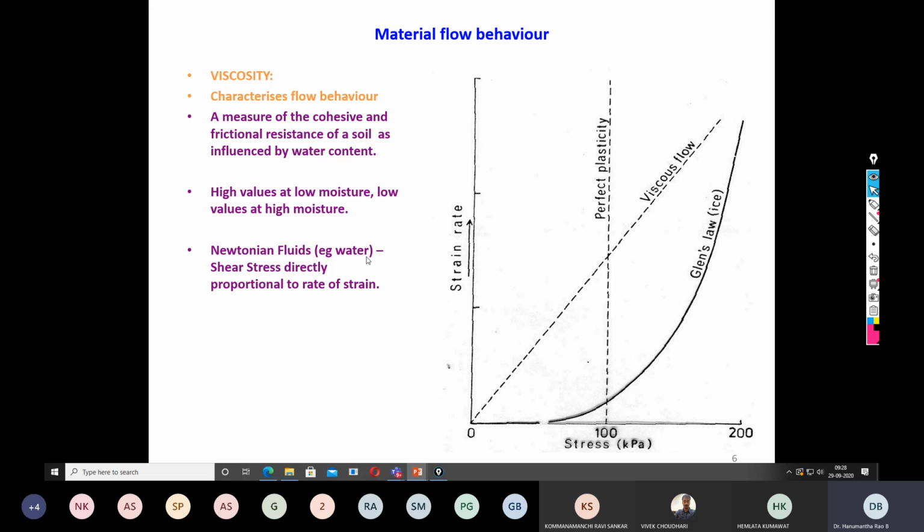Newtonian flows, for example water: shear stress is directly proportional to rate of strain. This is called a Newtonian flow. Then structured soil, non-Newtonian flow, where an initial yield stress is needed. That means it can offer some kind of resistance up to a certain load, and thereafter it suddenly deforms, even if you don't apply any additional load.